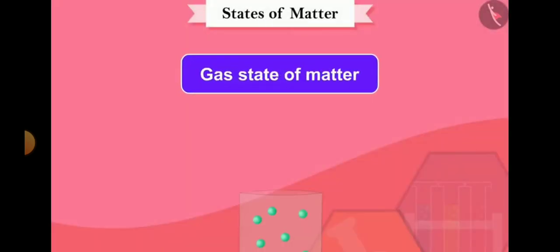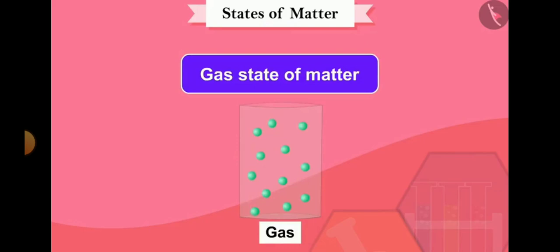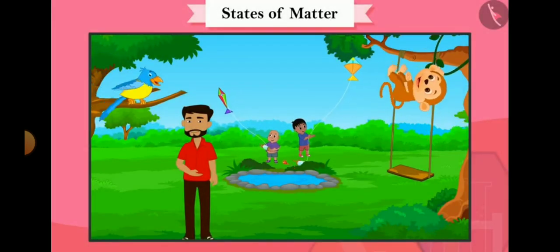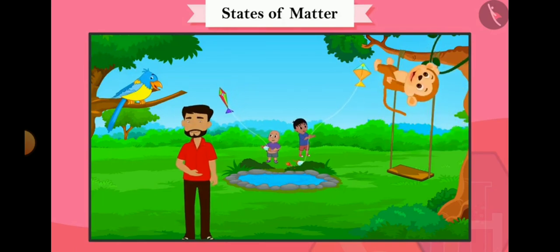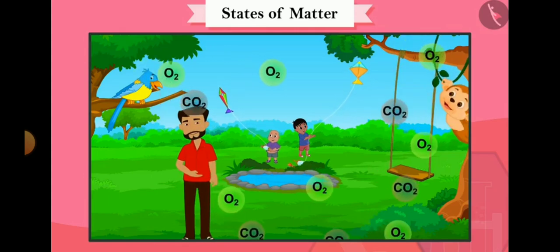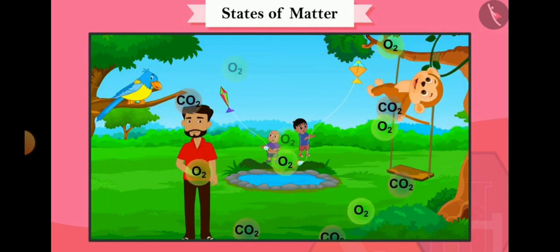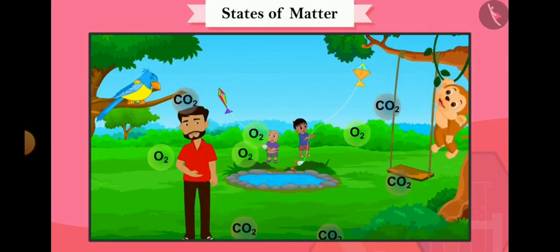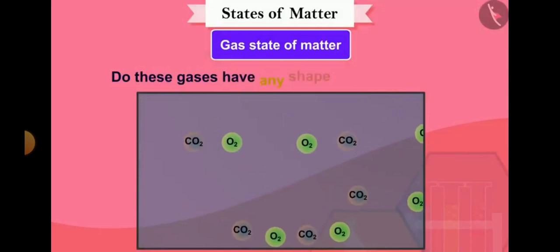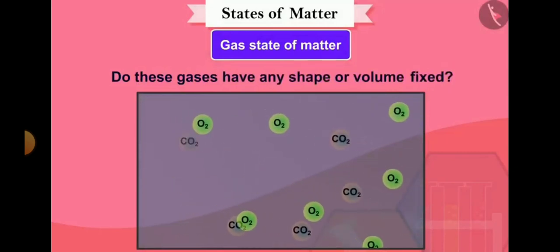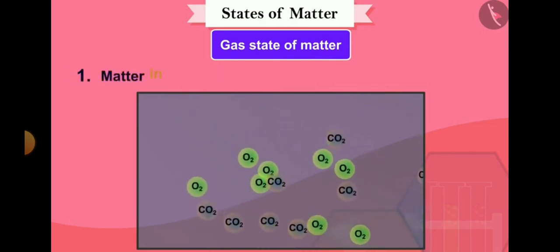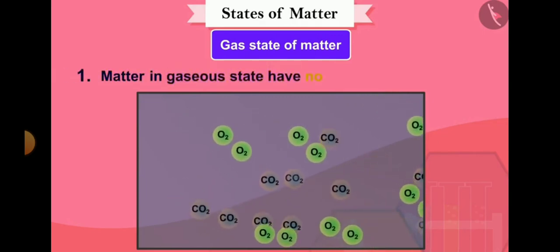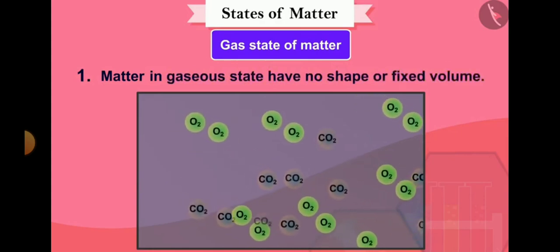Now finally, we will learn about the gaseous state. You know that all living beings breathe for their existence. Gases present in the atmosphere, especially oxygen and carbon dioxide, are essential for animals and plants. Do these gases have any shape or volume fixed? No. Therefore, we can say that matter in gaseous state has no fixed shape or volume.